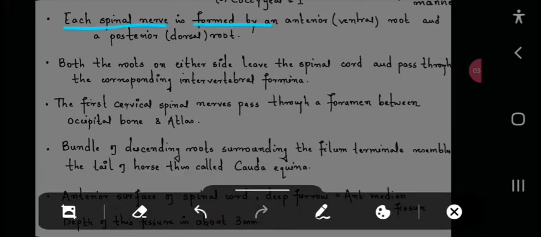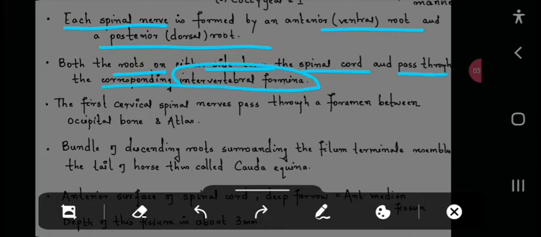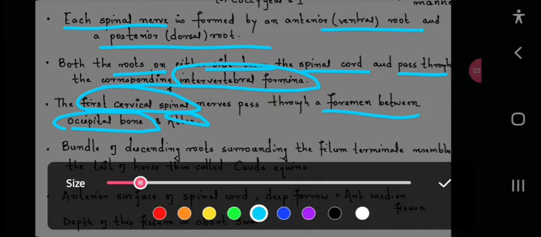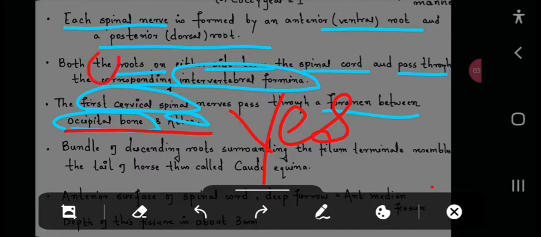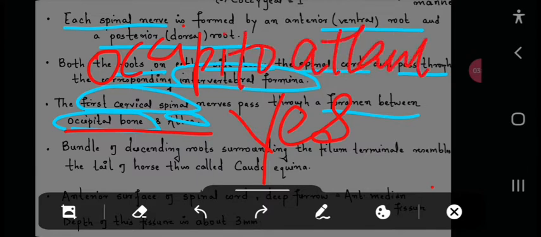Each spinal nerve is formed by an anterior ventral root and a posterior dorsal root. Both the roots on either side leave the spinal cord and pass through the corresponding intervertebral foramina. The first cervical spinal nerve passes through the foramina between the occipital bone and atlas, at the occipito-atlantic junction.